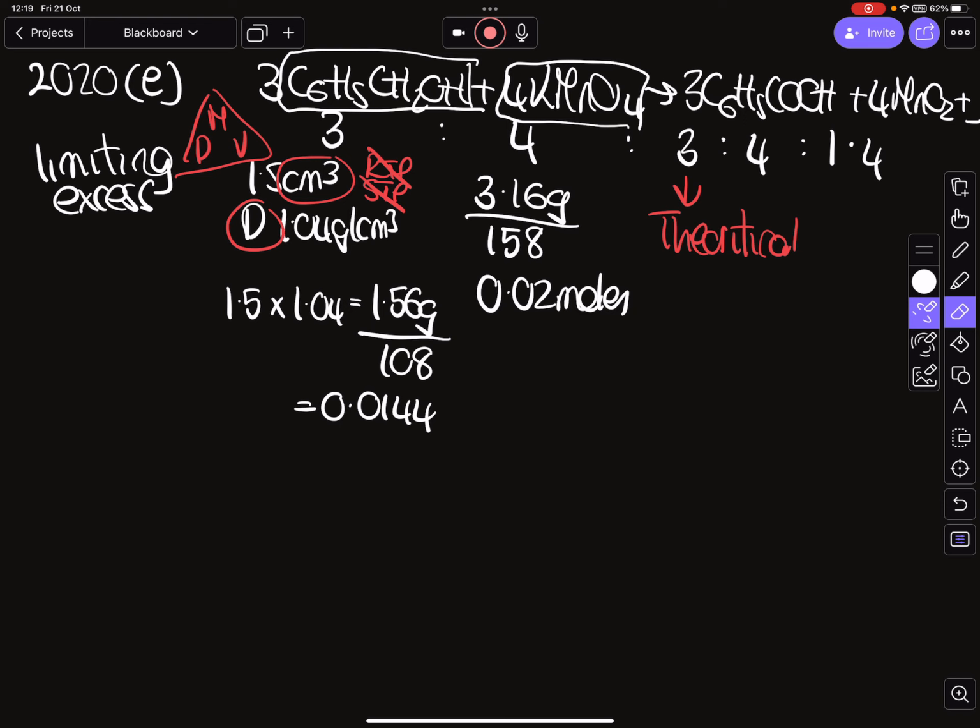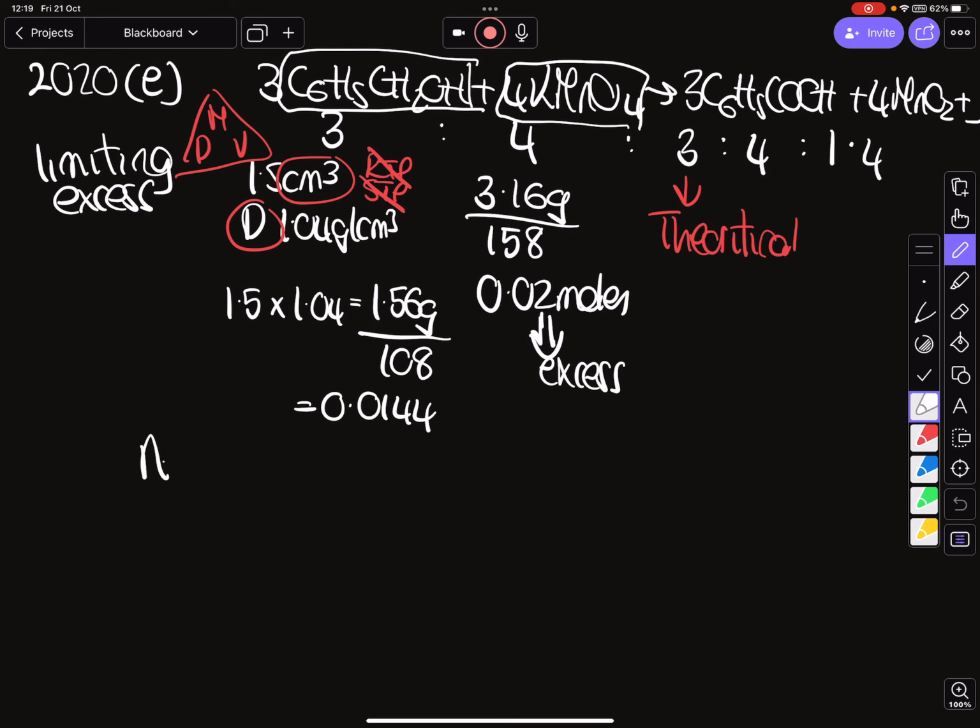So we now have to work out which of these reagents is in excess and which is limiting. But it tells us in the question that the KMnO4 should be in excess, because it says, show by calculation whether there's sufficient potassium permanganate to do it. So this implies that this is in excess. So what do we do? I'm going to use the 0.02 and we're going to apply our ratio.